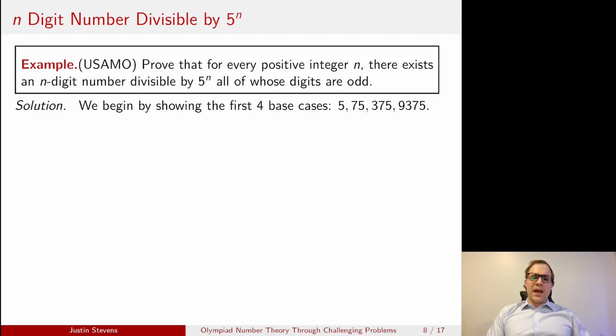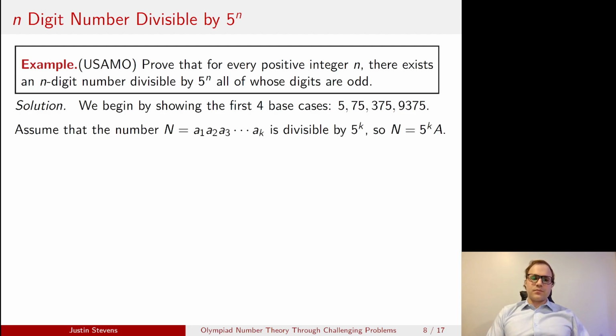We can observe a pattern that seems to say that each time we're just adding a new digit at the beginning of the number. So we're going to assume by our inductive hypothesis that we always have a k-digit number that is divisible by 5 to the k, where all of these a_i's are odd digits. So N is a multiple of 5 to the k, and we write that as N equals 5 to the k times some capital A.